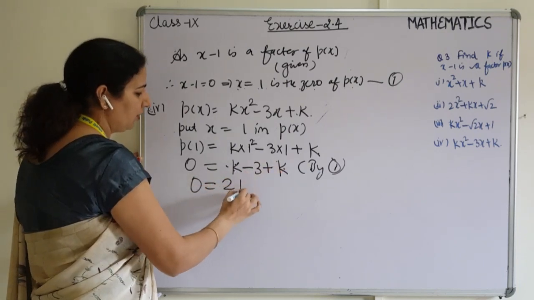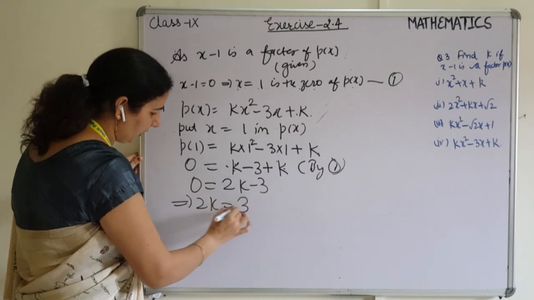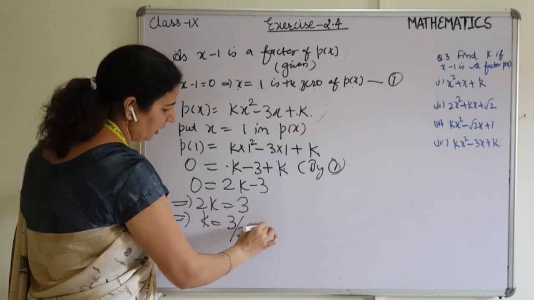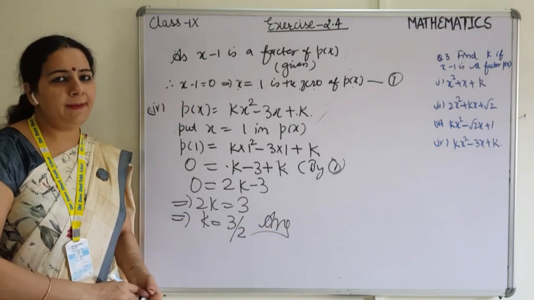k plus k is 2k, minus 3. This implies 2k is equal to 3. This implies k is equal to 3 upon 2. This is our answer of part number 4.